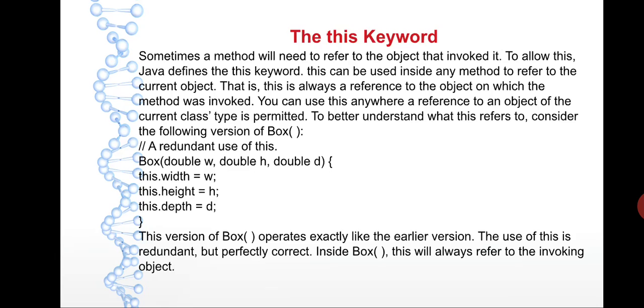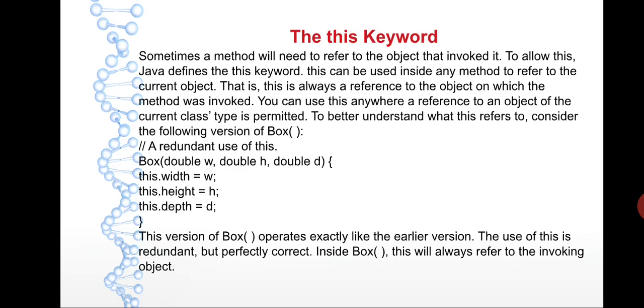Say, for example, inside the main method, if you have Box ob1 equal to new Box, and you pass some values like 2, 3, 4, that 2 will come into object 1's width location, value 3 will come and sit in object 1's height memory location, and value 4 will come and sit in object 1's depth memory location. If you have object 2, this will refer to object 2, and if object 3 is calling that constructor, this will refer to object 3.